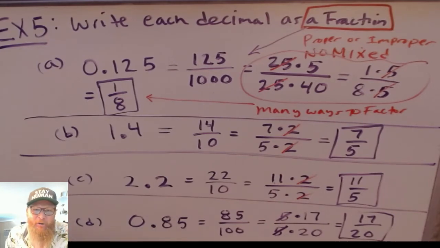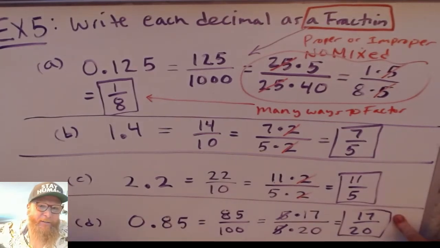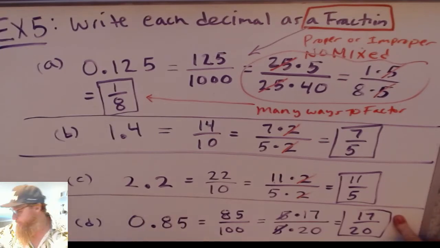Be careful when you memorize these because nickels are not fifths. Nickels are 20ths, a 5 cent piece. So 85 cents is 17 nickels. Not 17/5ths, but 17/20ths.